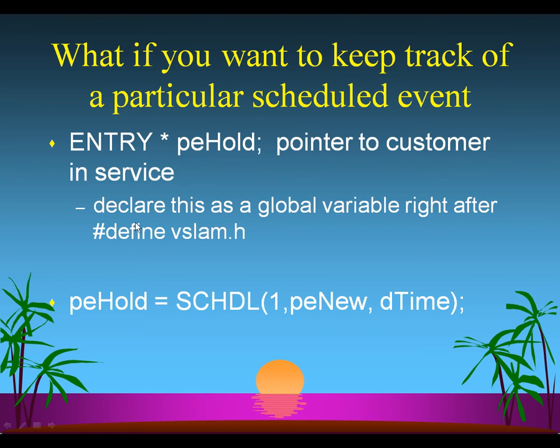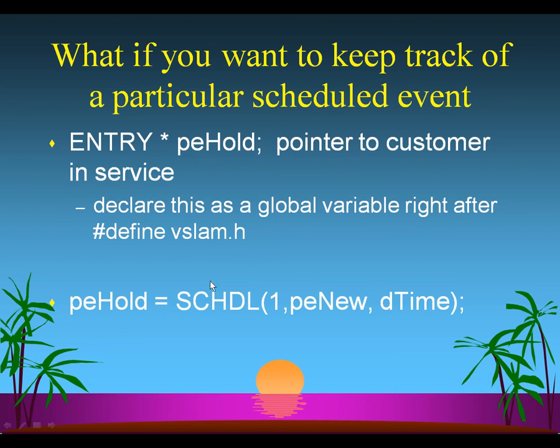calendar. Note that this should be declared as a global variable up at the top of your code, right after you pound define vslam.h. As long as it's outside of your functions, it will be a global variable and will be maintained as long as your program is running, as opposed to local variables that are declared inside a function and only maintained as long as the function is executed.